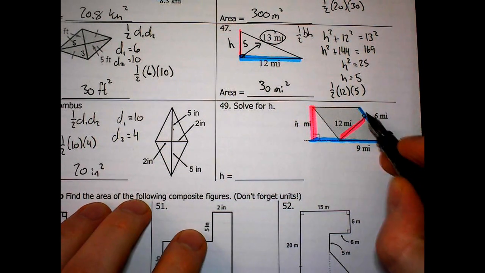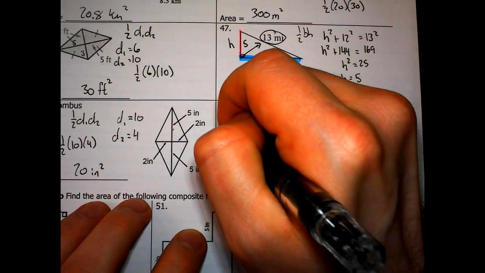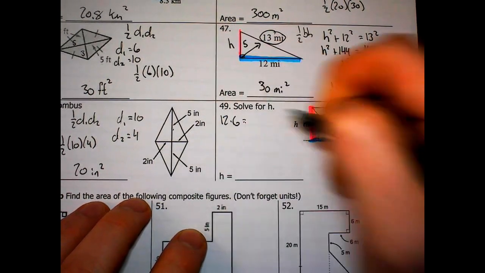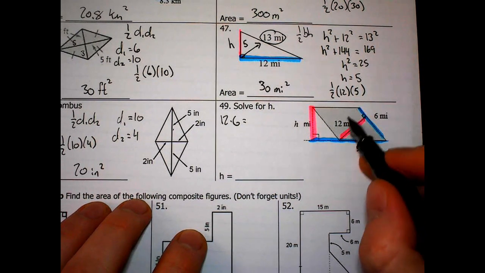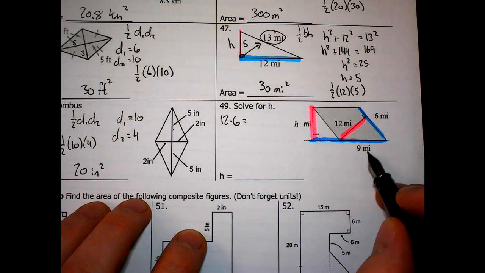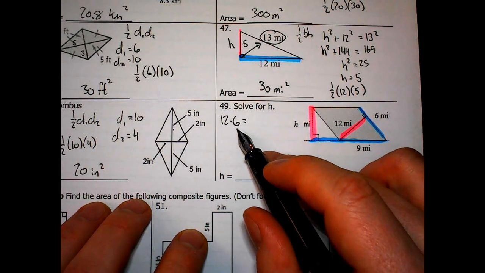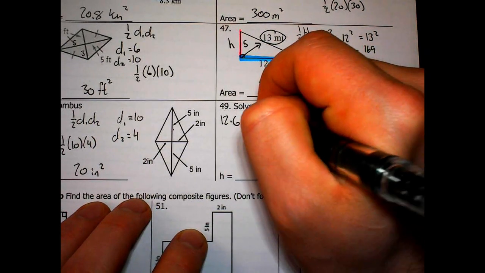If I find the area using this base and height, I would do 12 times 6. Because the area of the parallelogram doesn't change depending on which base we use to find its area, that means if I find the area using 9 and h, it's got to be the exact same thing. It has to equal 12 times 6.